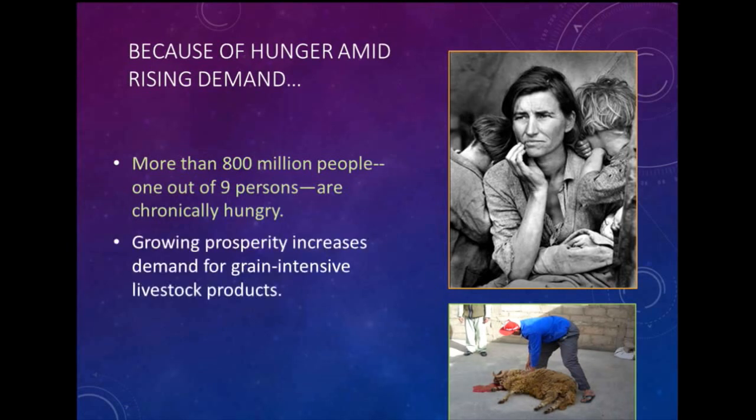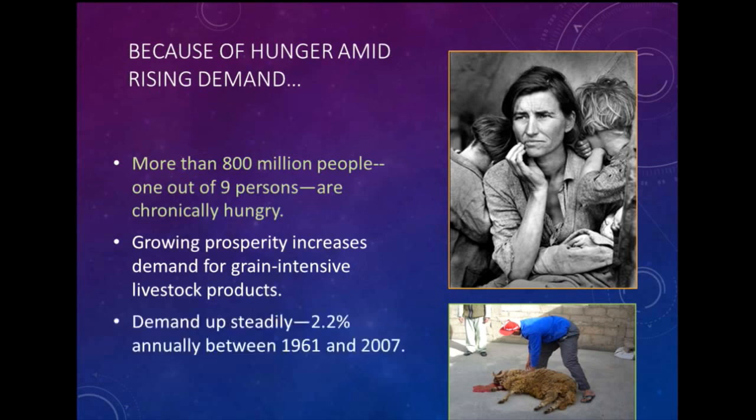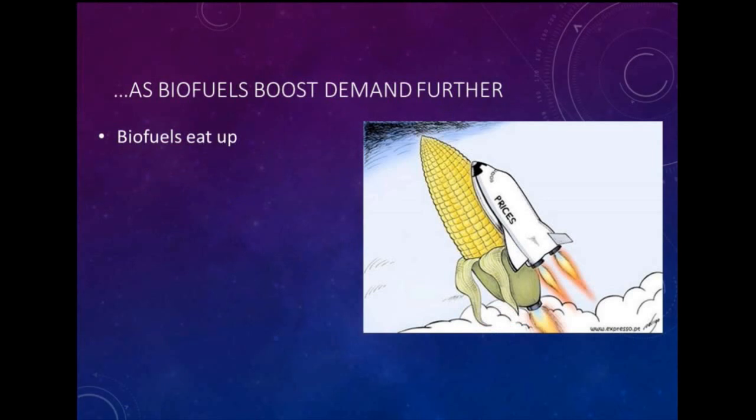Another reason to care about resource loss is that growing prosperity in developing countries and elsewhere increases the demand for livestock products. We know that as people get wealthier, they tend to want to eat more meat and eggs and milk and other livestock products, all of which are grain intensive, or can be grain intensive, depending how they're raised. And demand has gone up steadily between 1961 and 2007, and we expect it to continue to.